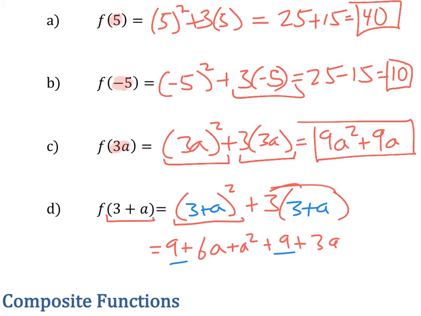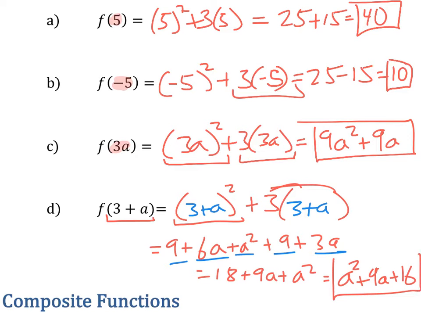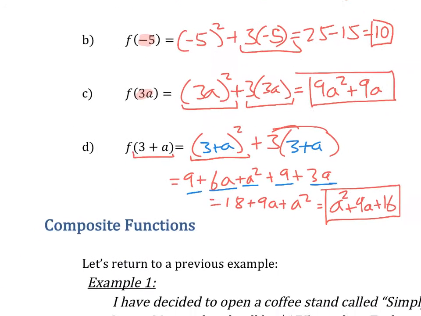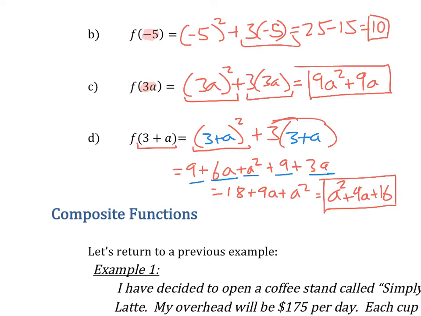We got 9 plus 9 is 18. We've got 6a plus 3a, that's going to be 9a. And we've got a squared. All right, and there it is. Now we might want to write it in descending order: a squared plus 9a plus 18, not always necessary. But there you have it. Can't do anything with it.